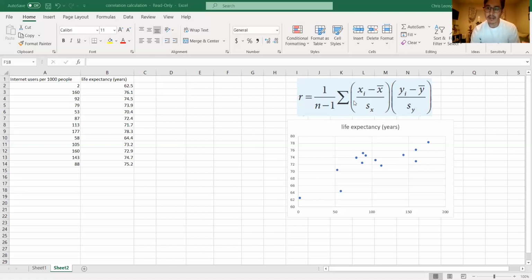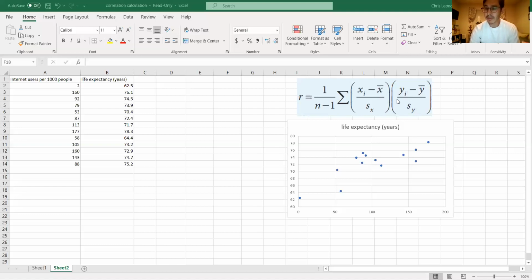So if we look at the different components in the formula, here in this first set of parentheses, what we have is a formula telling us to calculate the z-score of an x value, right? So take an individual x value, subtract the mean of the x values, divide by the standard deviation. In the second set of parentheses, we have the same thing, but for the y values. So this part of the formula is telling us to standardize, or find the z-scores of, the y values.